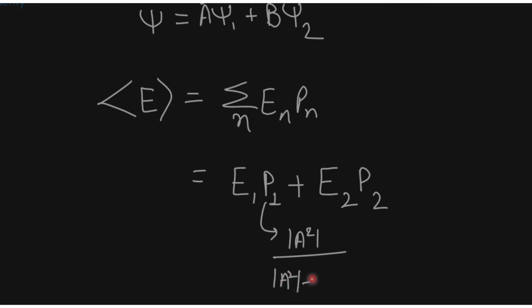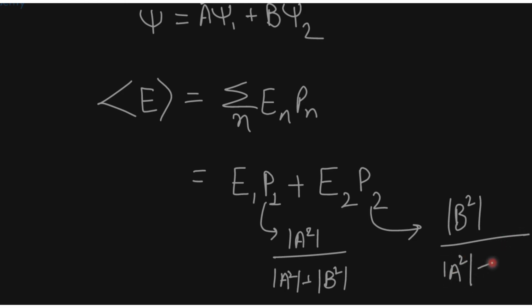Favorable means, to find the probability of finding the particle in state 1, because psi 1 is there, you take the coefficient of that expression. You write its square in the numerator, taking the modulus, upon the sum of squares of all other coefficients, also taking the modulus. This is how you will consider it. For P2, the square of the favorable one, that is b square, taking the modulus, upon the sum of squares of all coefficients, a square plus b square, taking the modulus for both.